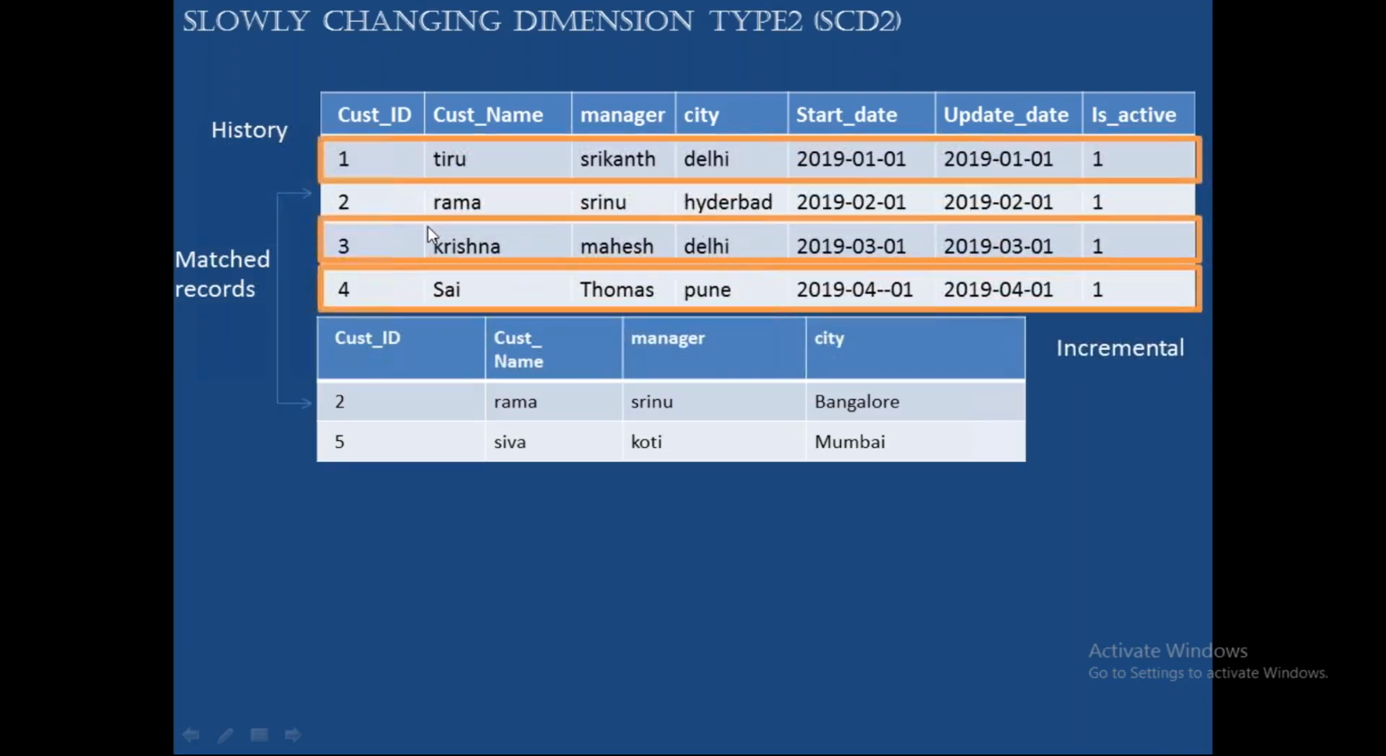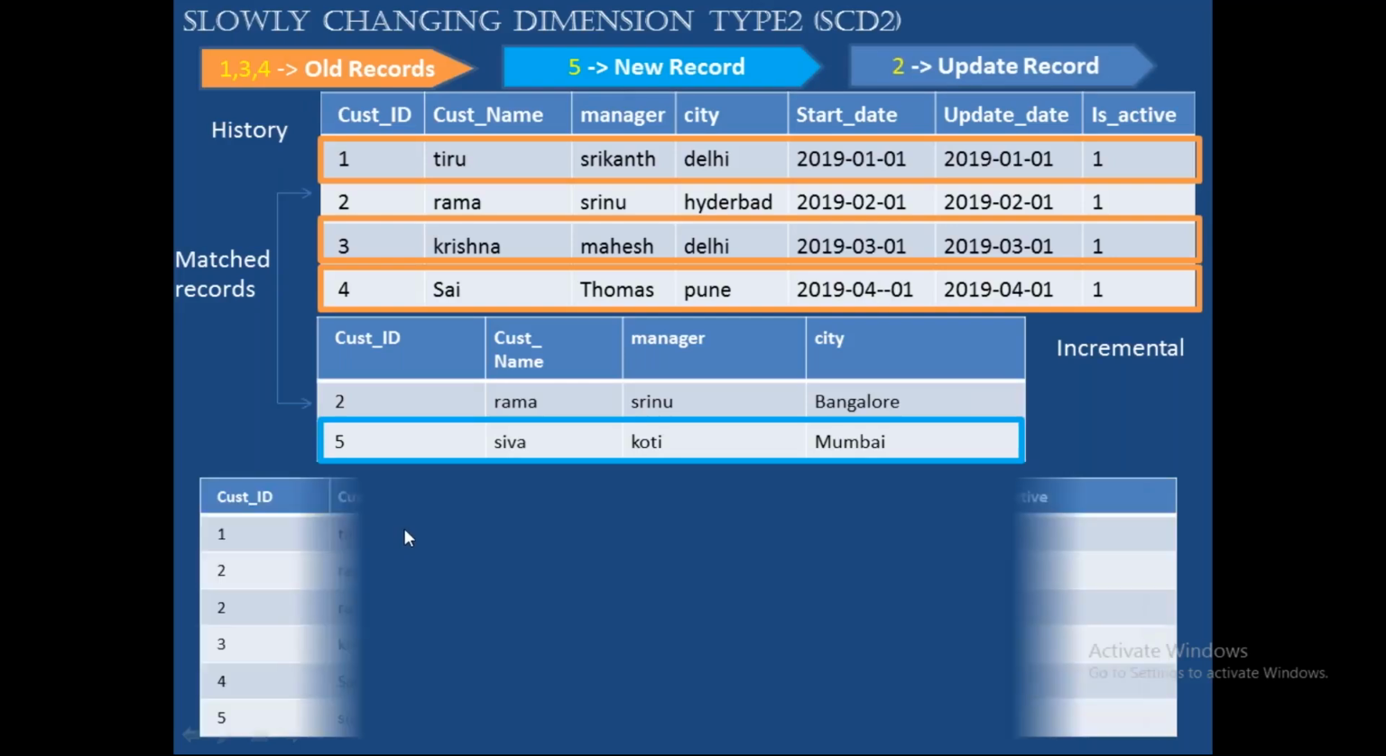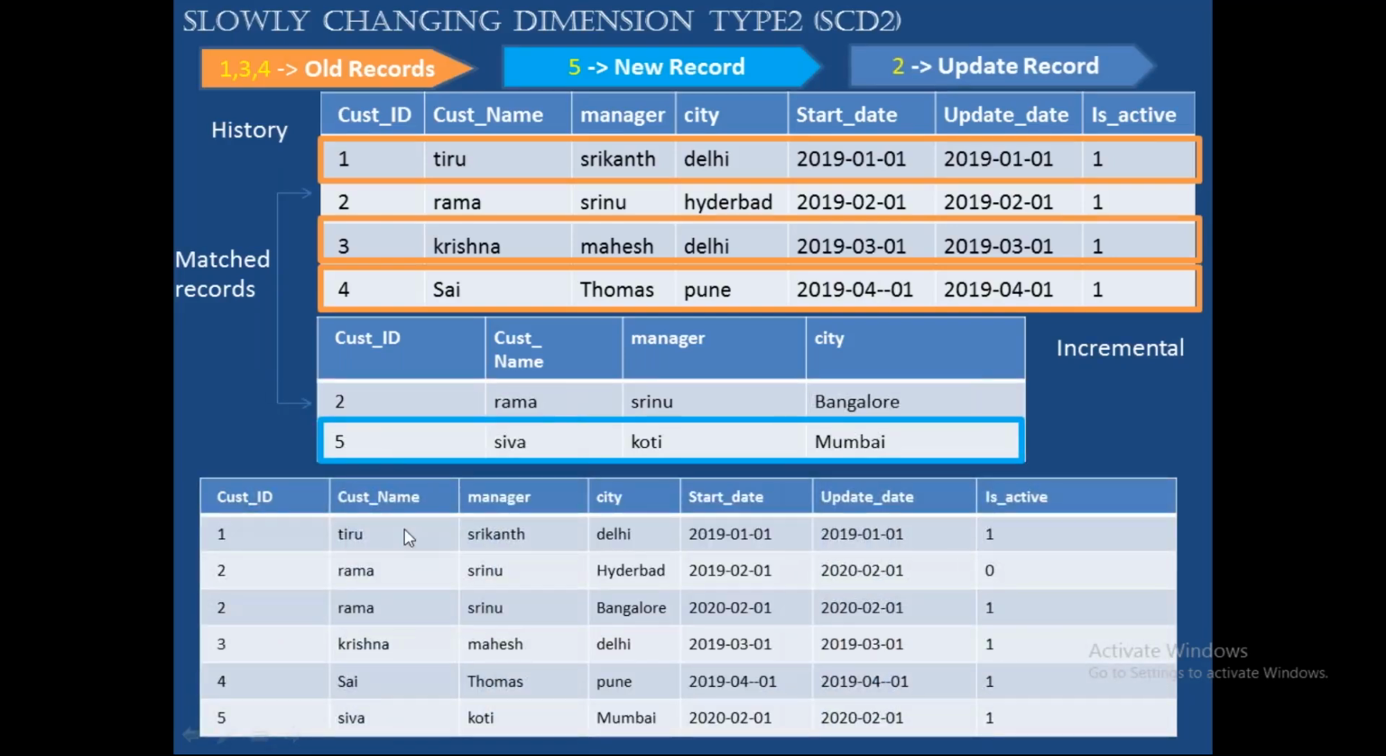If you look at the 1, 3, 4, these are the old records. There is no change in 1, 3, 4. If you look at the fifth one, this is the new record. You see here 1, 3, 4 are the old records, 5 is the new record, and 2 is the updated record. Now when you implement SCD2, you will see something like this.